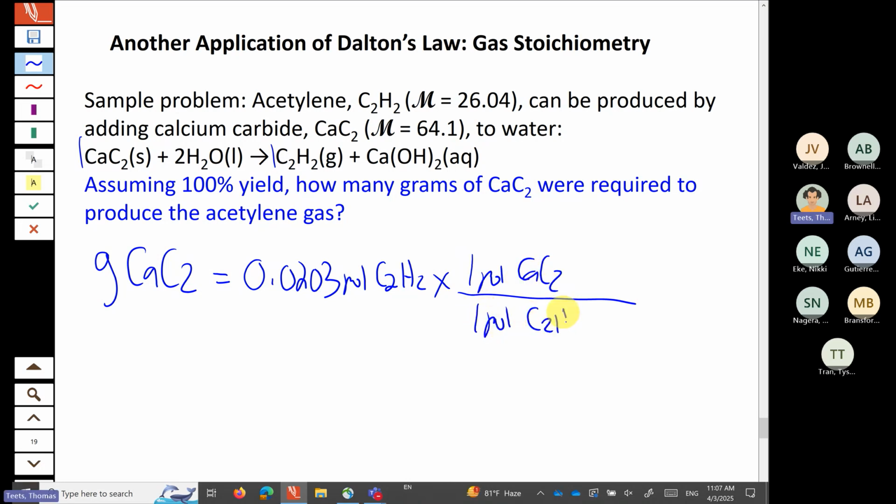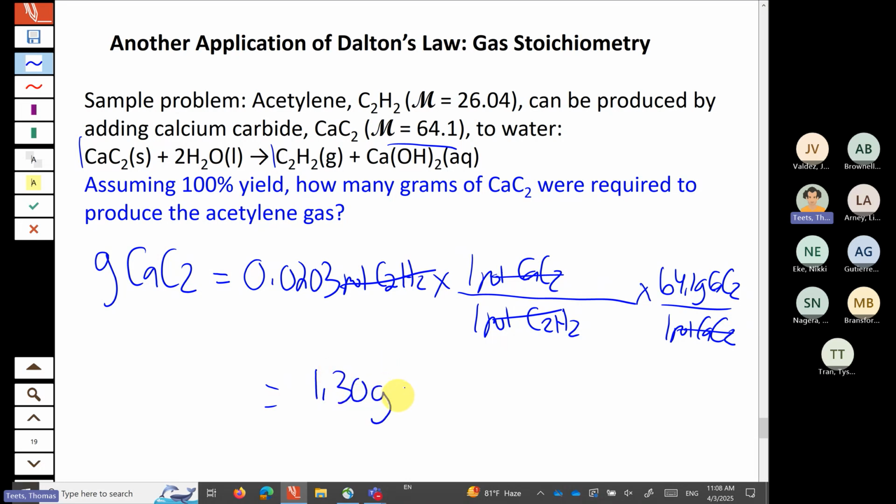So moles of C2H2 cancels out. That gives us how many moles of calcium carbide we need, which is the same number. And then its molar mass is 64.1, so 64.1 grams of CaC2 in 1 mole. We did a lot of stoichiometry review today, just to remind you that it doesn't quite go away, unfortunately. And that tells us that we would need 1.30 grams of calcium carbide to produce that much acetylene.